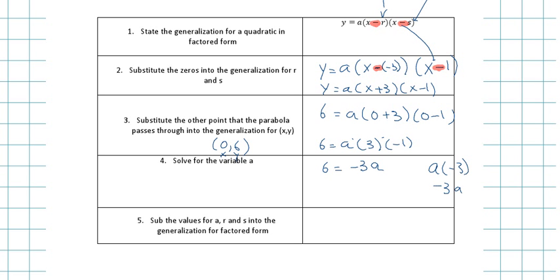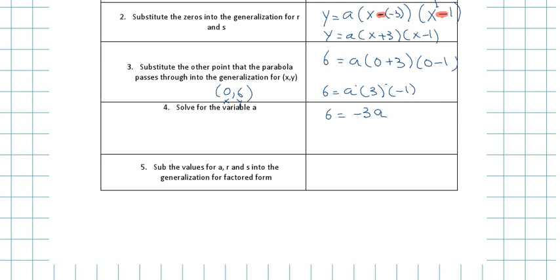Now, to solve for a, what do I have to do? Divide, move it over, divide it. Divided by? Negative 3. Yes.